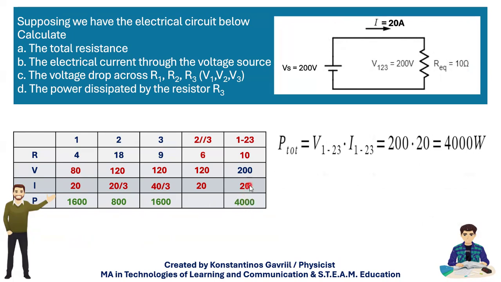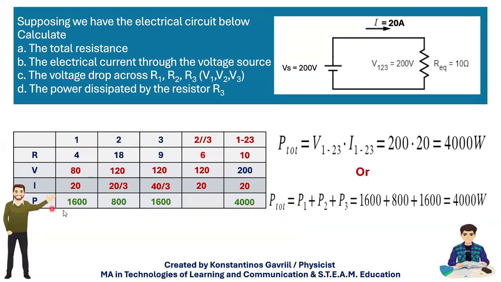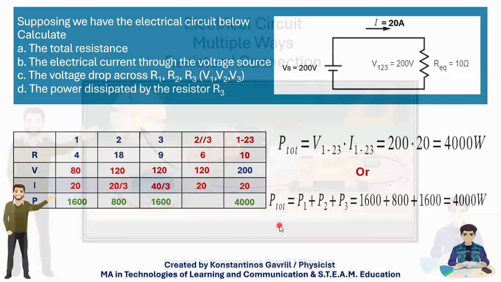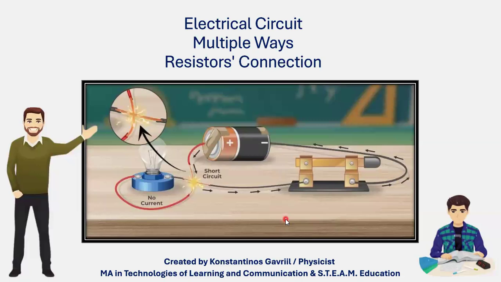I can get it by the multiplication V times I here for the total, which is 4,000, but we can also make the addition of every value: 1,600 plus 800 plus 1,600, we get the same result here. Okay, so this was a characteristic example. See it again and again.